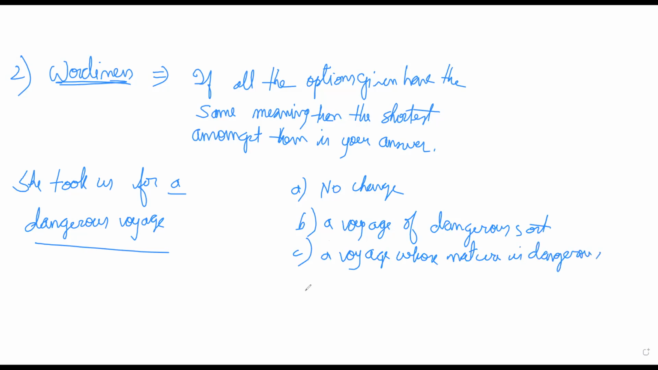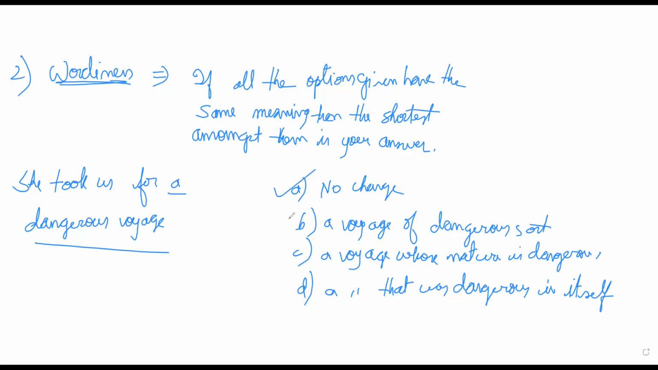Then option D will be a voyage that was dangerous in itself. Okay, all the options have the same meaning, that is that it's a dangerous voyage. That's the primary meaning. So automatically, because all of them have the same meaning, you will choose option A.